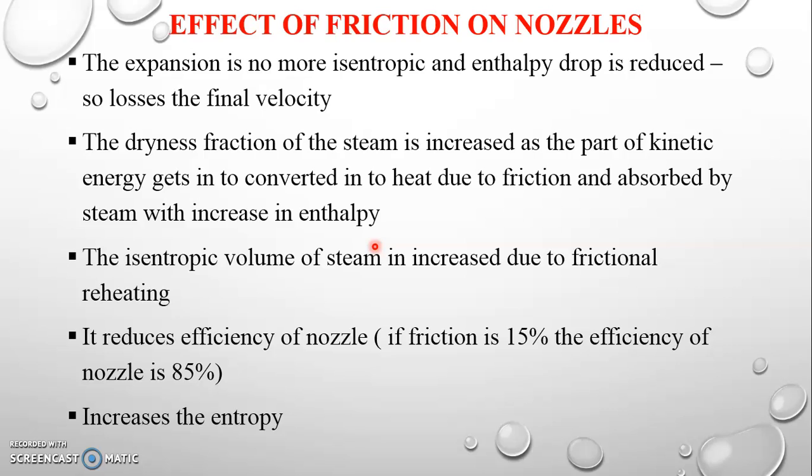The effect of frictional losses occurs between the throat and exit in the convergent and divergent nozzle. The frictional losses entail the following effects: expansion is no more isentropic and enthalpy drop is reduced, so it loses the final velocity. The dryness fraction of the steam is increased as part of the kinetic energy gets converted into heat due to friction and absorbed by the steam with increase in enthalpy. The isentropic volume of steam is increased due to frictional reheating. It reduces the efficiency of the nozzle. If friction is 15%, the efficiency of the nozzle is 85%.